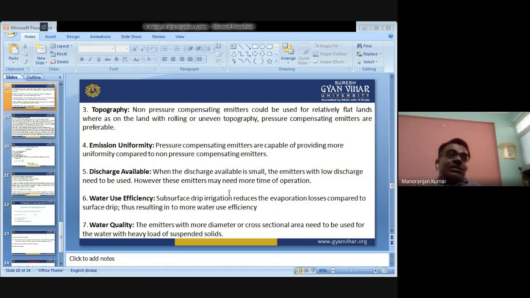The seventh is the water quality. The emitter with a larger diameter or cross-sectional area needs to be used for water with a heavy load of suspended solids, so that the emitter can be less clogged. So if there are more suspended solids present in the water, then in that condition you should choose the emitter which has a higher diameter or cross-sectional area.